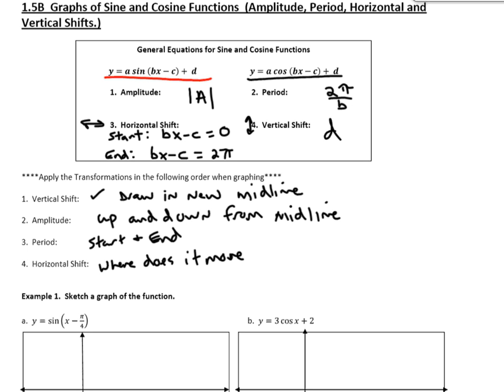Okay. So ultimately, when I go through and solve these problems, those are the 4 things that I'm looking for. Okay? I look for vertical shift, amplitude, period, and horizontal shift. And then we'll look at some examples after this.